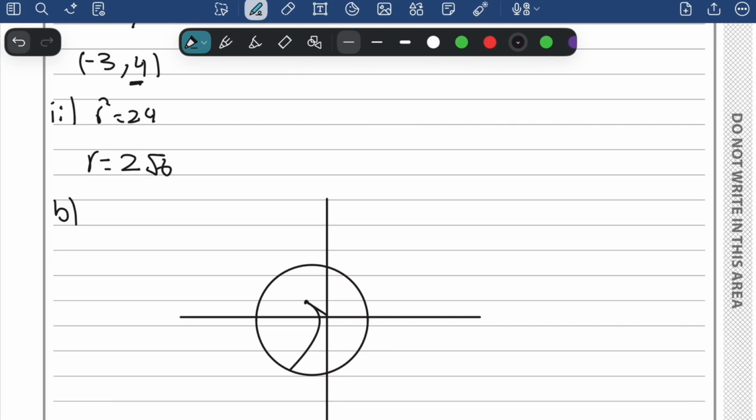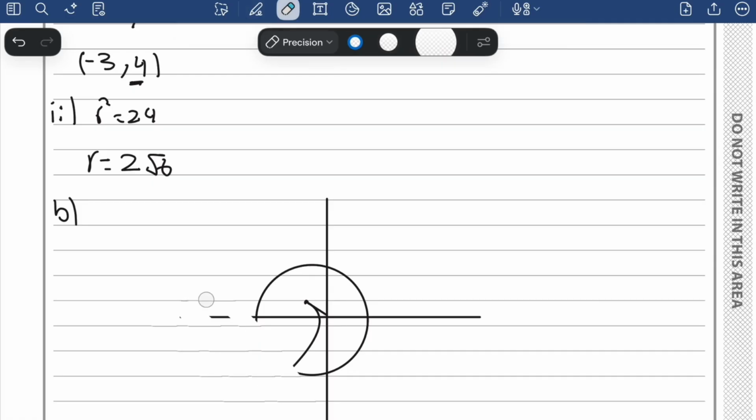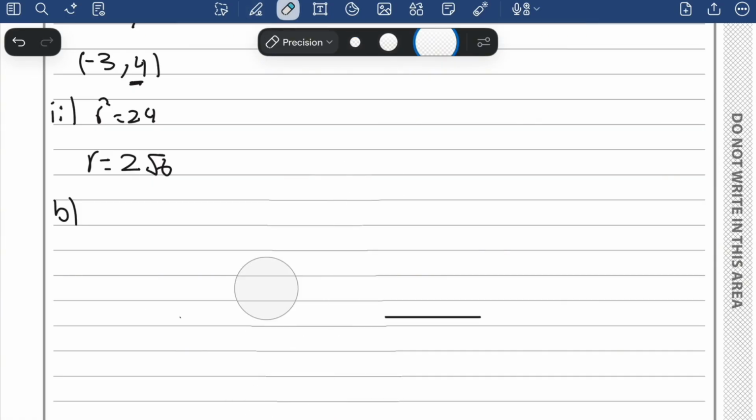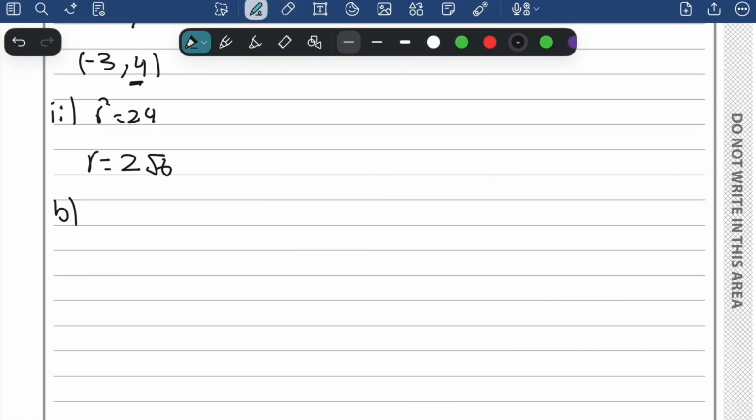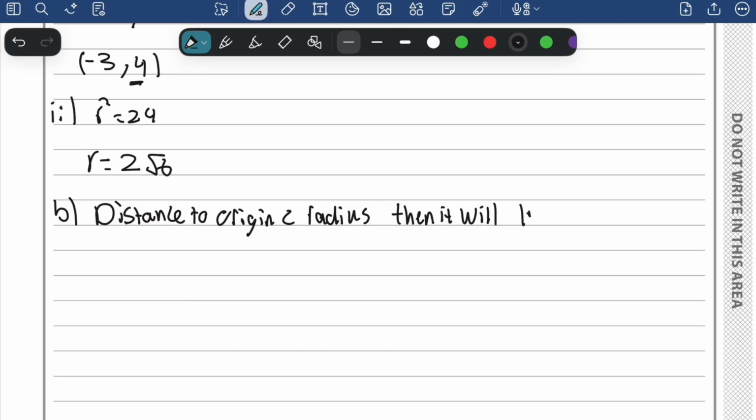So we can just say that if the distance to the origin is less than the radius, then it will lie in the circle.